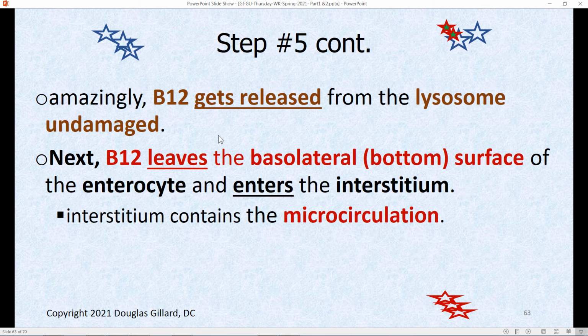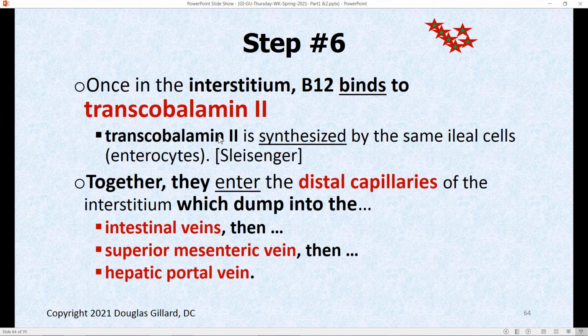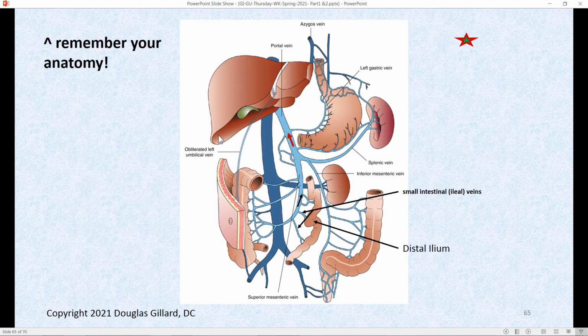Then it gets spit out the basolateral surface of the cell, and it enters the interstitium underneath the enterocytes. And it's scared again. It's naked and afraid, but don't you fear. Another protein called transcobalamin 2 will bind to vitamin B12 in the interstitium. And they hook up together, and together they get sucked into the distal capillary, where they end up in the intestinal veins, and then they go to the superior mesenteric vein, and then they go into the liver, into the hepatic portal vein.